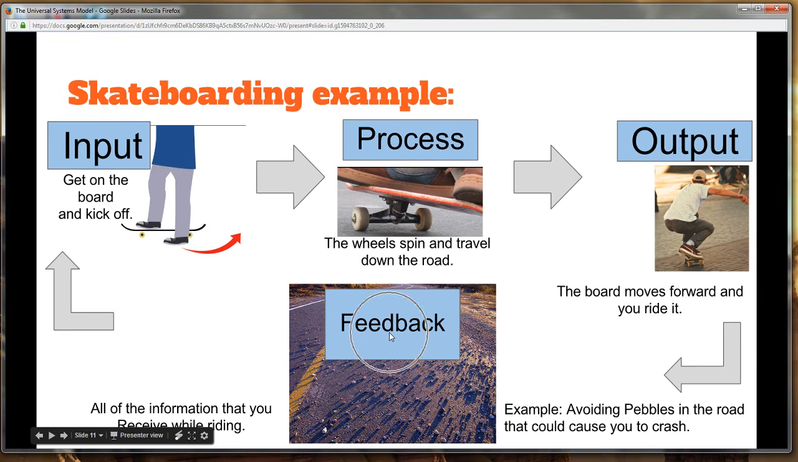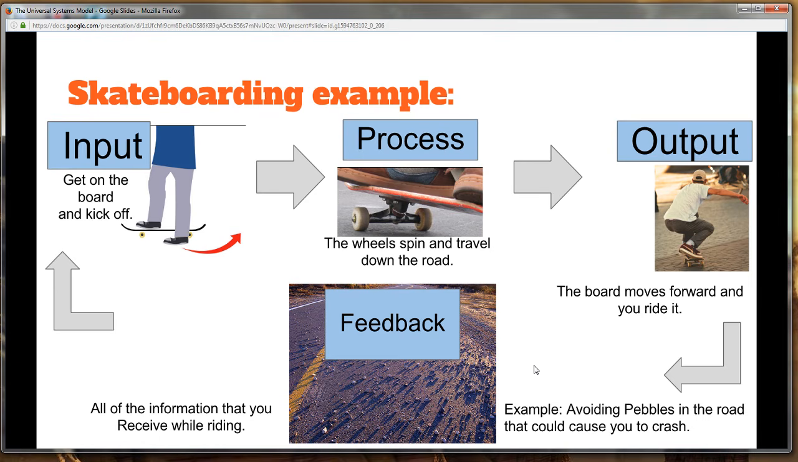In the process, feedback can be a number of things. It's all the information that you receive while you're riding, like a hill, pebbles on the ground, puddles, or an obstacle like a curb. All of those things would be feedback. You use that feedback so you don't fall off the skateboard and crash.